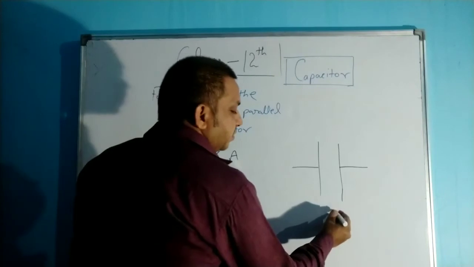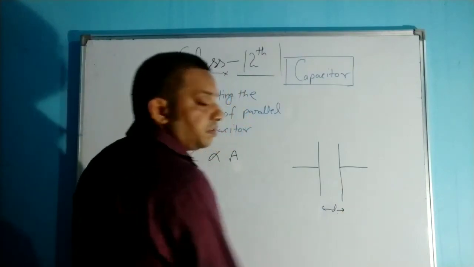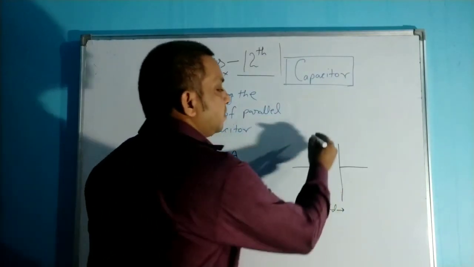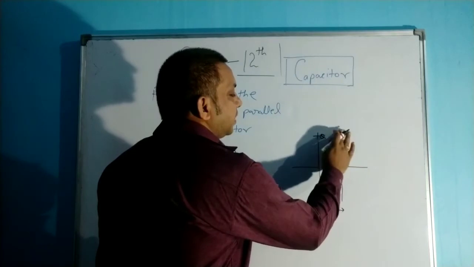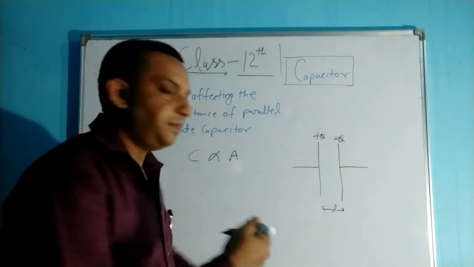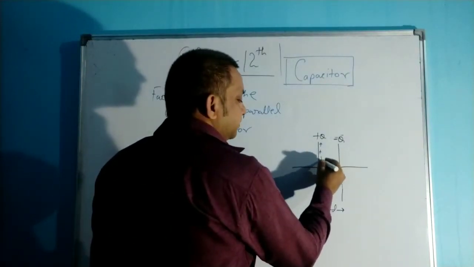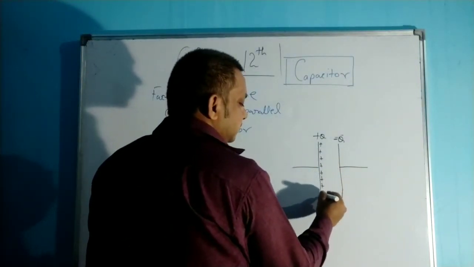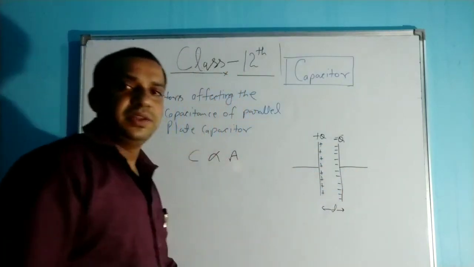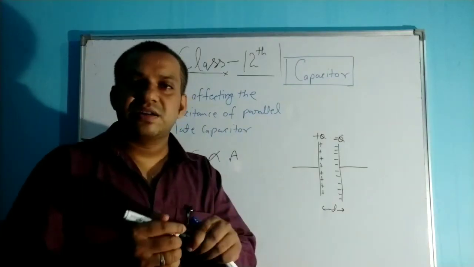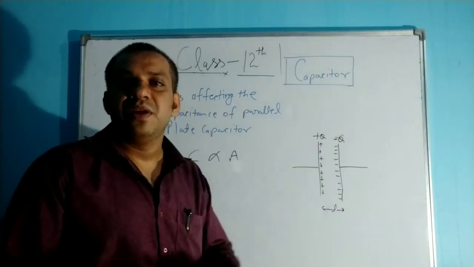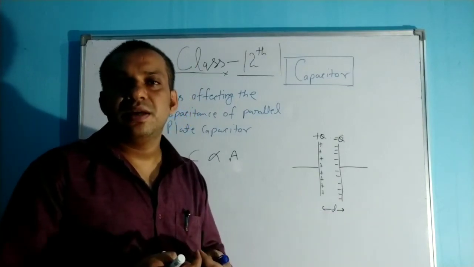Secondly, you see the separation of these two plates, because these two plates have equal and opposite charge, +Q and -Q. This one is the plus, and this one is the minus. Because of the electrostatic force of attraction between these two charges, if you increase the separation, automatically the force of attraction will decrease. So there is an inverse relation.